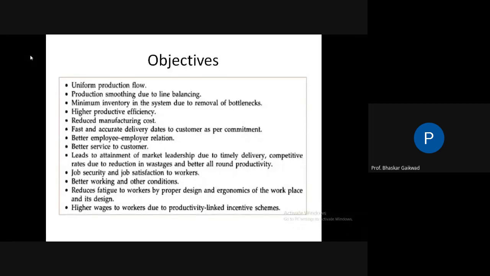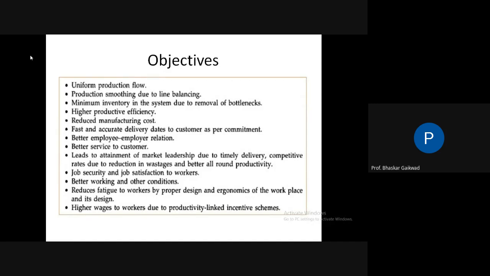There should not be bottlenecks. Bottlenecks mean stuck-up, stoppage; this should not be there. Higher productive efficiency: efficiency and productivity are the same. Input should be less and output should be more. In order to get this, we require work study. Reduce the manufacturing cost: this is also the main purpose of work study, to reduce the manufacturing cost, increase the efficiency, increase the production, increase the productivity.